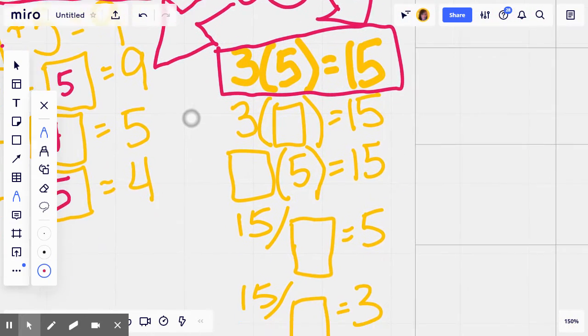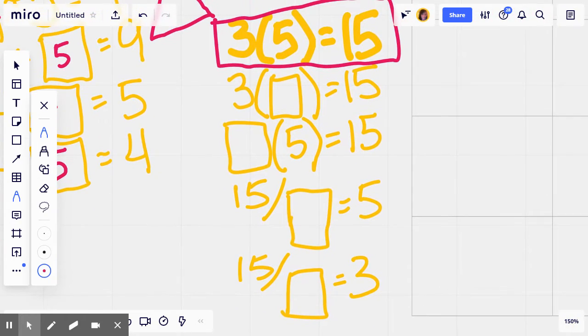Here is a fact family with multiplication and division. So if I know that 3 times 5 is 15, then I just fill in the rest. So 3 times 5 is 15. And then something times 5 is 15. Well, I know that's a 3. 15 divided by, now remember, the opposite of multiplication is division. So to go backwards, or to go the other direction, we need to divide. So 15 divided by something is 5. I'm going to call that a 3. And 15 divided by something is 3. And that's going to be a 5.